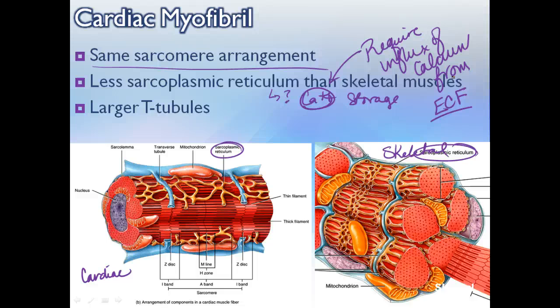Okay. Now we also see that the T-tubules are larger in diameter in cardiac muscle when compared to skeletal muscle. Can we think of why that might be? Well, let's think about it. Does anybody remember the function of your T-tubules?